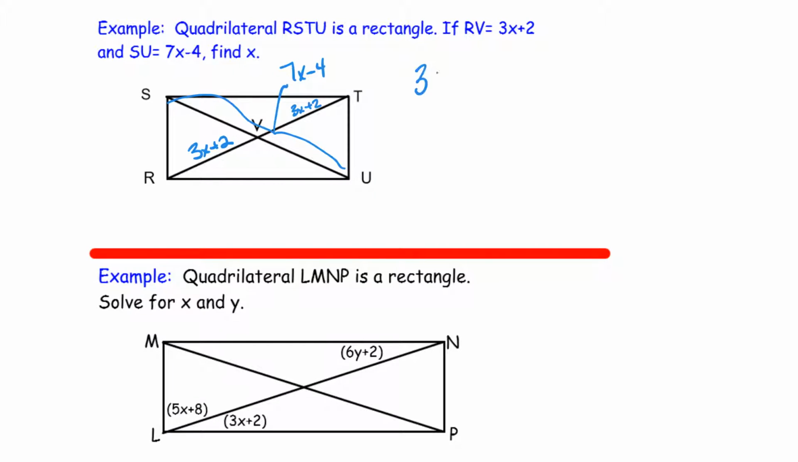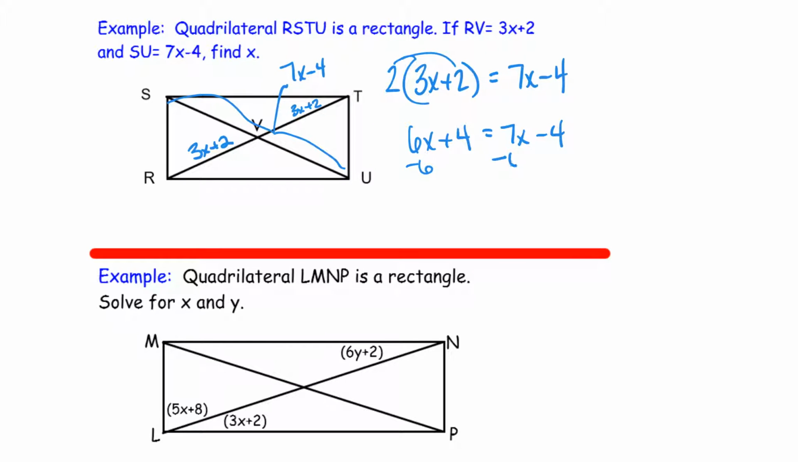So I can say that 3x plus 2, 2 of them, would be equivalent to the other diagonal SU, which is 7x minus 4. So let's go ahead and do the algebra here. We need to distribute that 2. So we end up with 6x plus 4 equals 7x minus 4. Subtract 6x from both sides. I have 4 equals x minus 4. Add 4, you should have x equals 8.